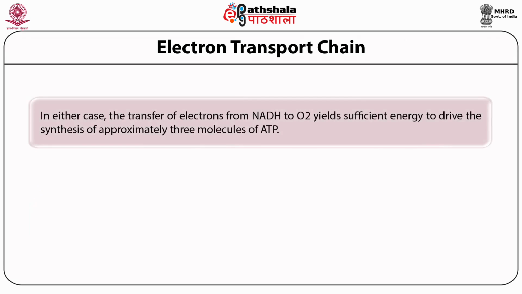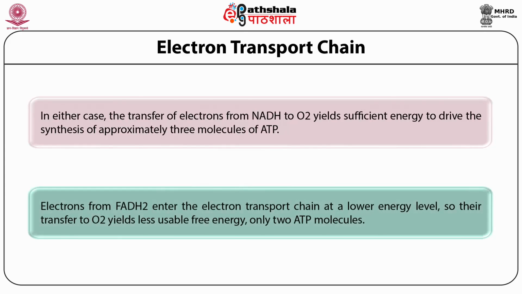In either case, the transfer of electrons from NADH to oxygen yields sufficient energy to drive the synthesis of 3 molecules of ATP. Electrons from FADH2 enter the electron transport chain at a lower energy level, so the transfer to oxygen yields less usable free energy, only 2 ATP molecules.